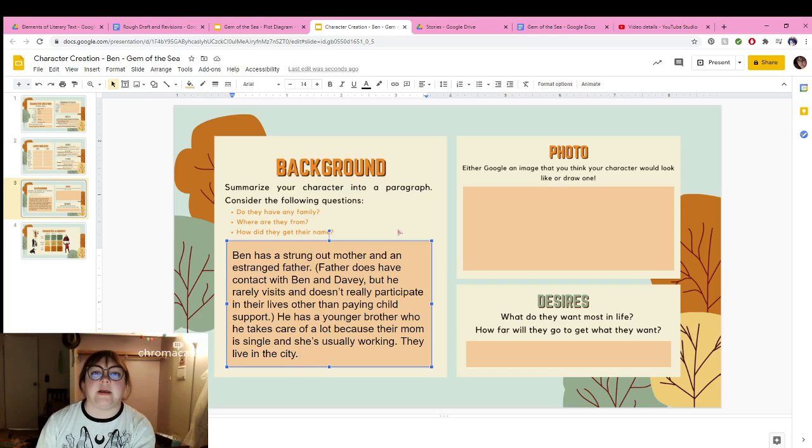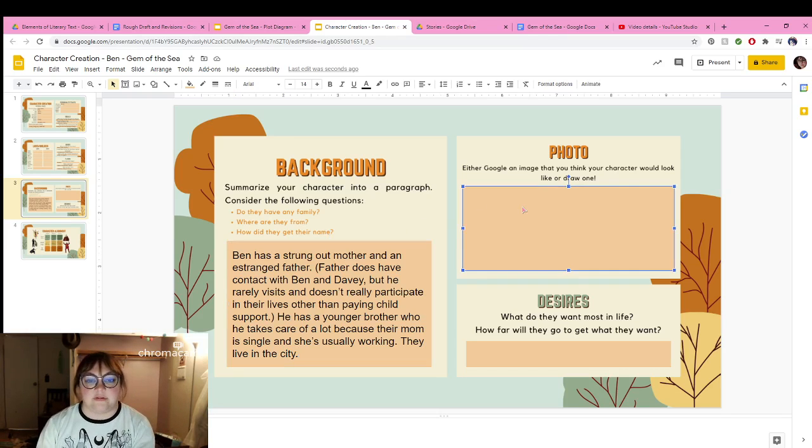And I might write that down in here. I'm not going to do that right now, just because that's stuff for Davy, and I don't remember where I got Ben's name. Photo, I would just Google an image of a short, pudgy, dark-haired kid. I'm not going to do that necessarily right now, but there should be some kind of photo. And if you're artistic enough, you want to draw your character, you can do that as well.